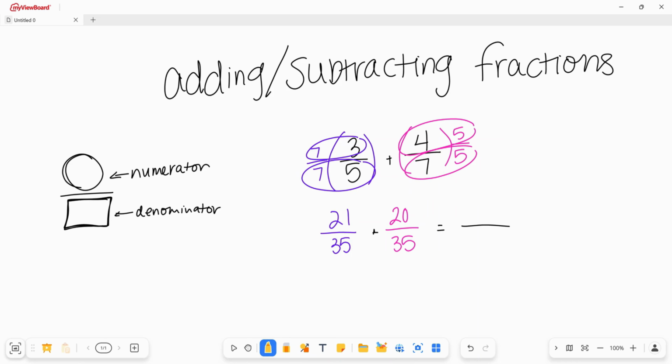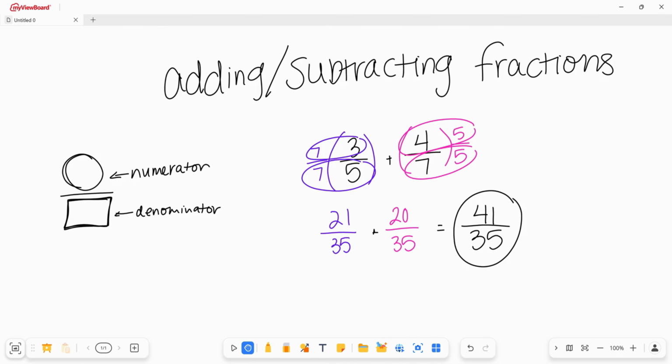So now the bottom stays the same, and I just add the tops. 21 plus 20 is 41. Again, you can adjust those answers however necessary, but subtraction is going to be the exact same thing.